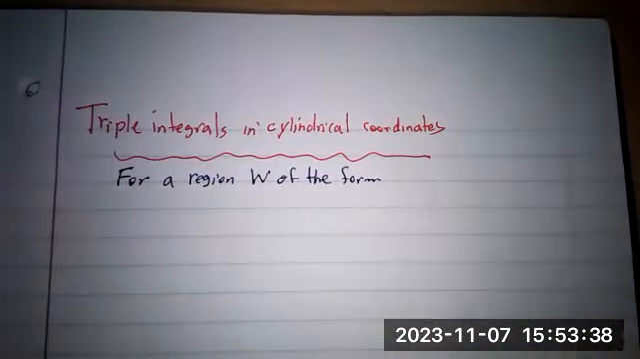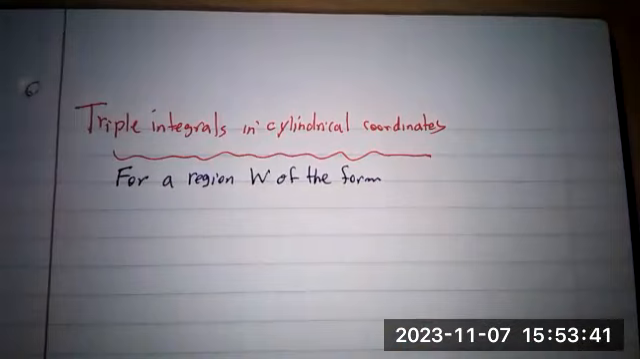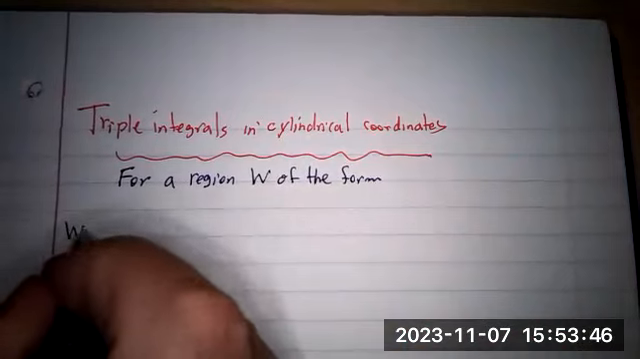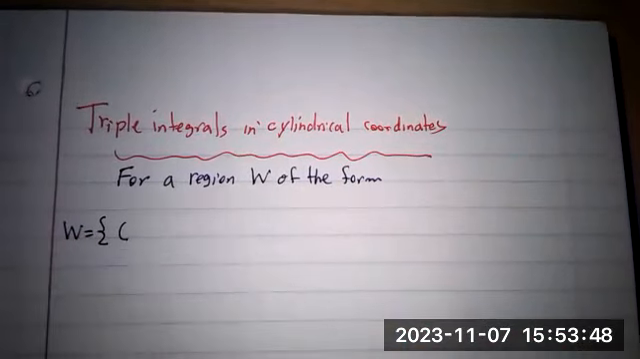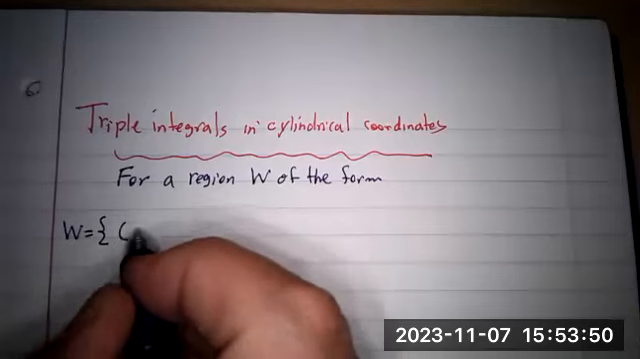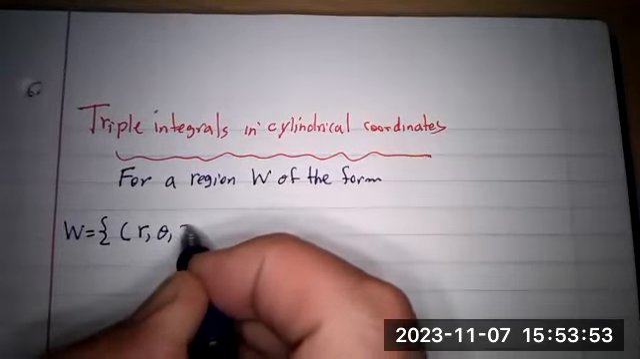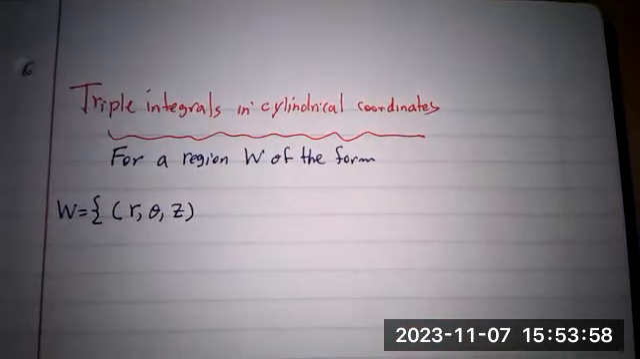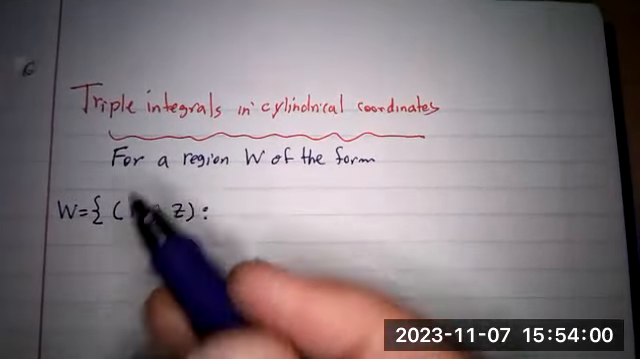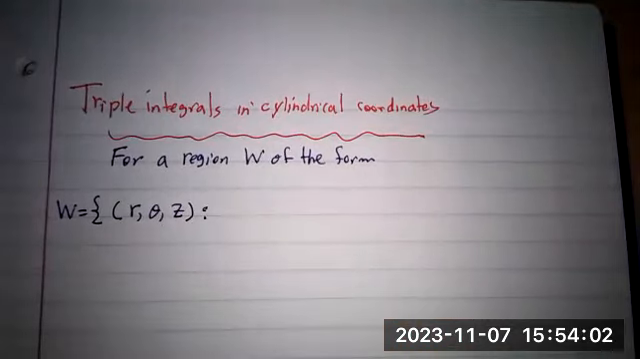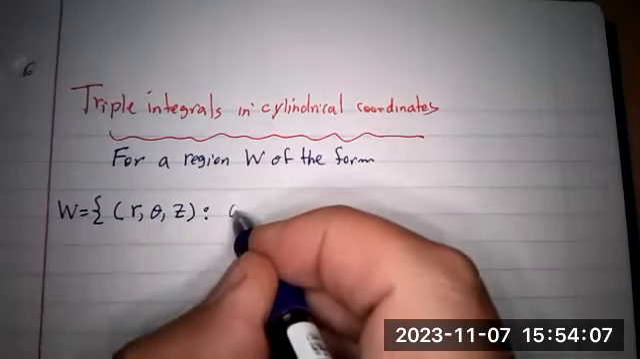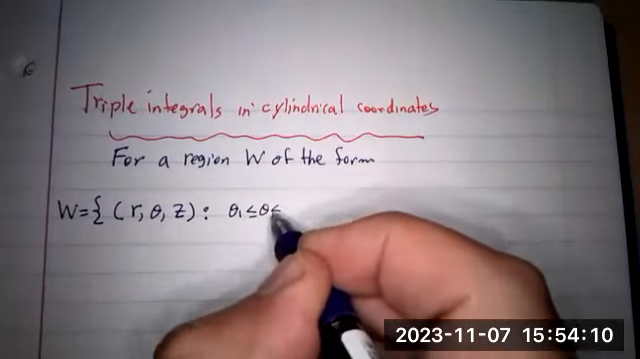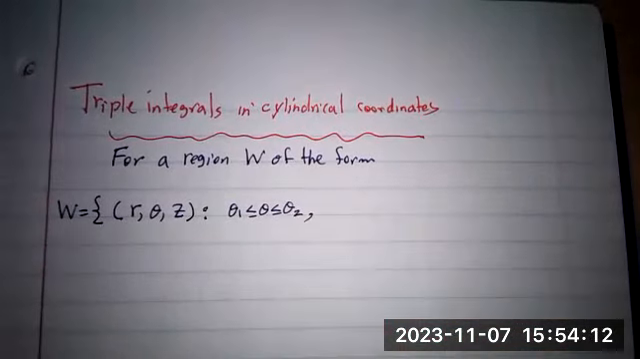This region W must be a collection of points in cylindrical coordinates. Your points are in this form: r, theta, z. Theta is an angle, usually between 0 and 2 pi, unless there is a restriction. So we assume that theta is between theta 1 and theta 2, as in polar coordinates.